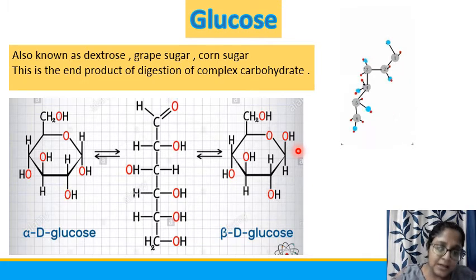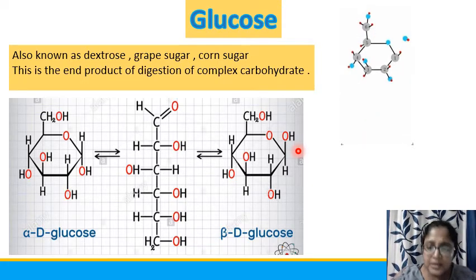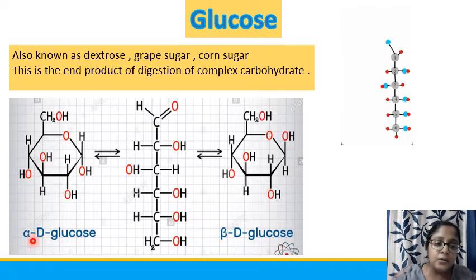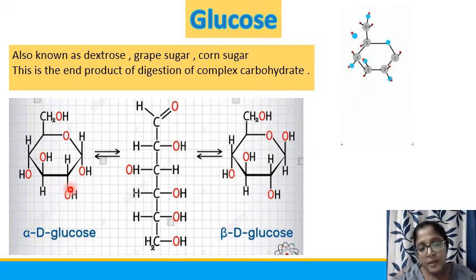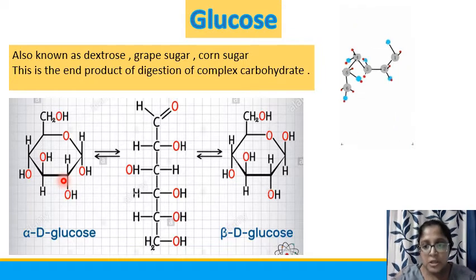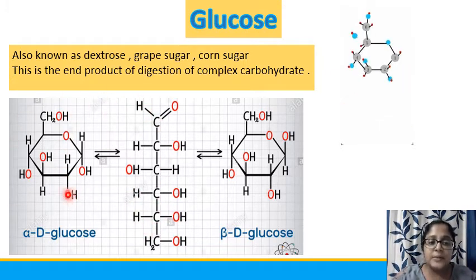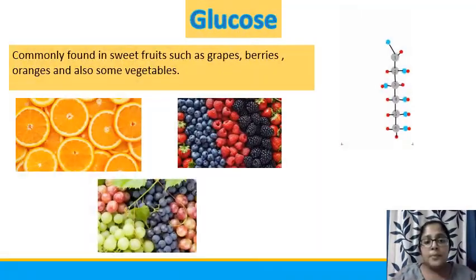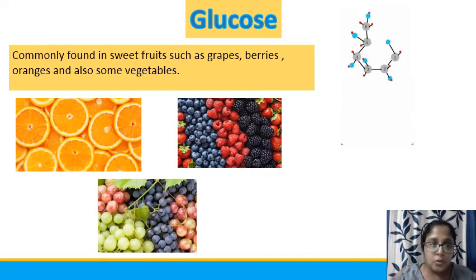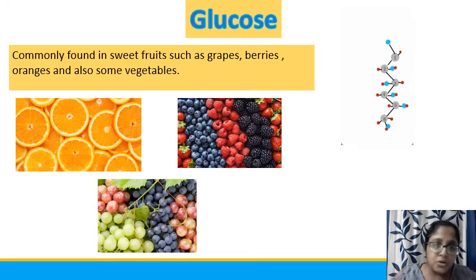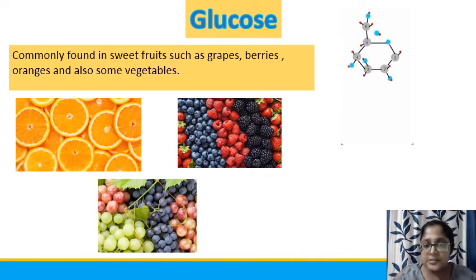You can write any one. Basically we mainly write the alpha D glucose format when we are writing the glucose ring structure. So whenever I ask you to write, you can write the straight chain structure, so this will be the straight chain structure and this will be the ring structure. Next we move on to the sources of glucose, which are mainly grapes, berries, sweet fruits, oranges, and also some sweet vegetables.